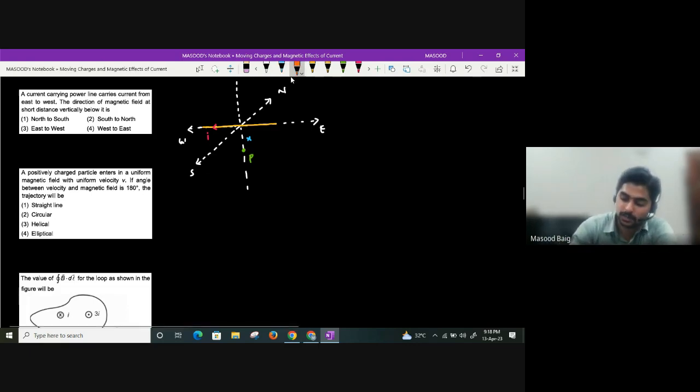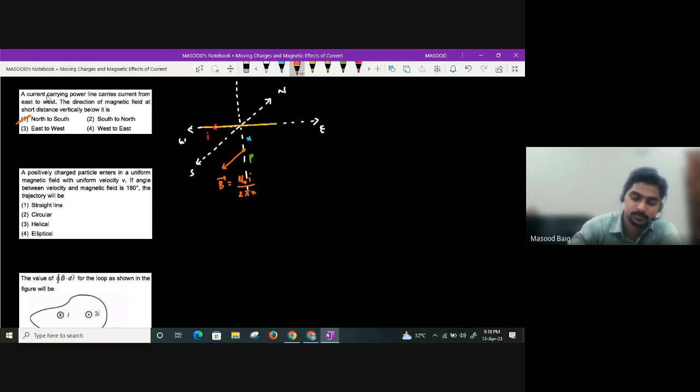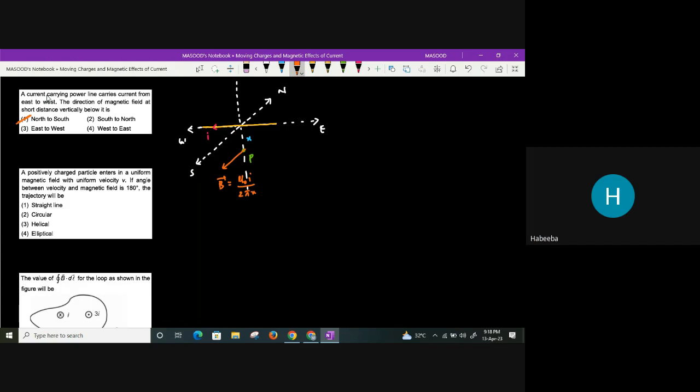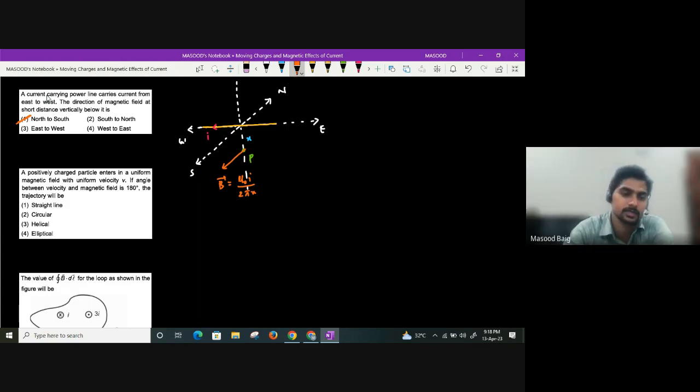So where will the magnetic field be? Your magnetic field will be something like this, beta. How much is it going to be? Mu naught I divided by 2 pi x, if I take it as an infinite wire. So how is it directed? It is directed from north to south, beta. Clear, everyone? Understood? North, south, east, west will always lie in a horizontal plane, guys.